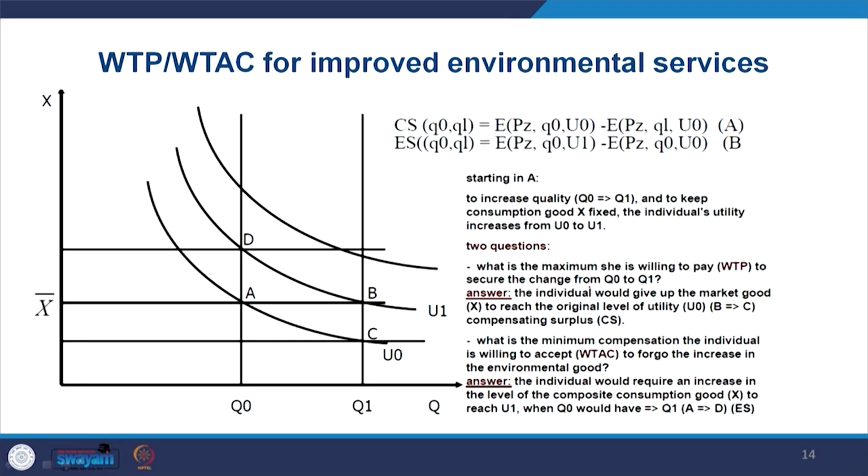Actually, here movement from A to B is an improvement in the welfare, but if you want to keep the utility constant under the new quantity, that is Q1, then you have to move on the same level of utility from B to C. So, movement from B to C is compensating surplus. So, compensated surplus is the movement of the consumer from B to C.